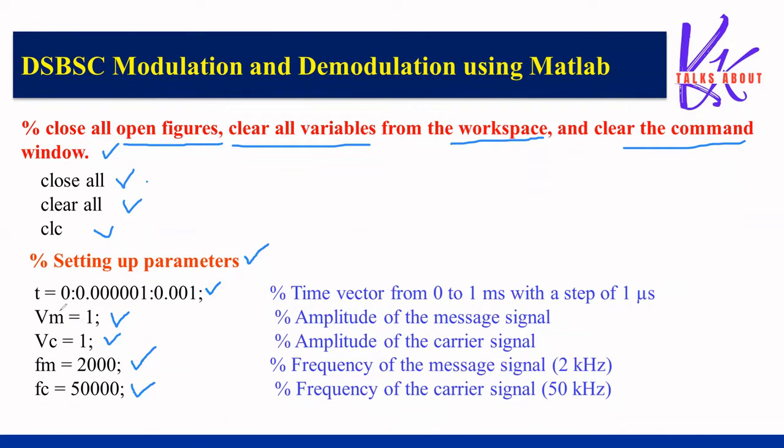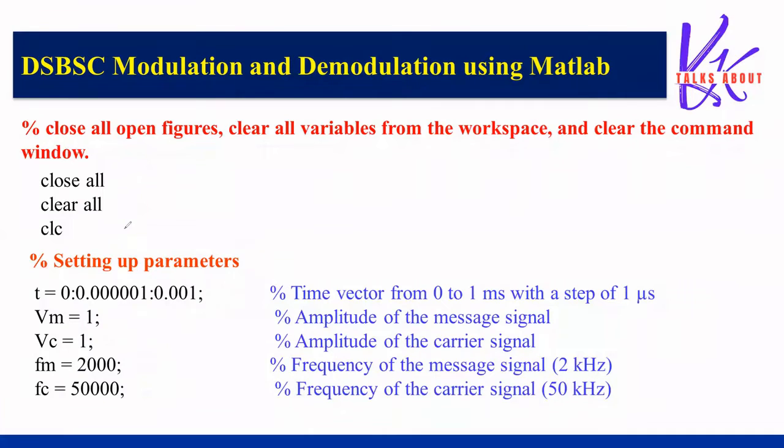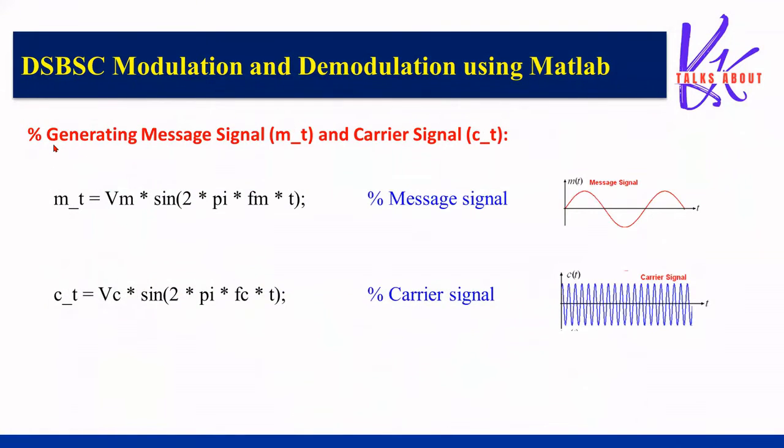So what is this time? Here the time is defined with the initial time as 0, and the interval is 0 to 0.01. That is, the time vector is from 0 to 1 millisecond with a step of 1 microsecond. That is how we are defining your time vector. After defining all the parameters, next we generate the message signal.